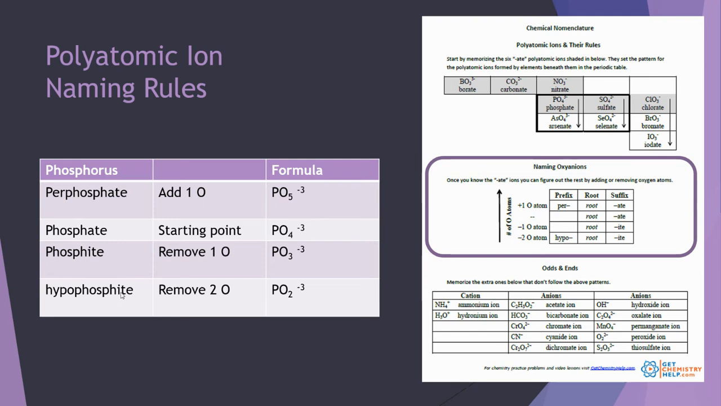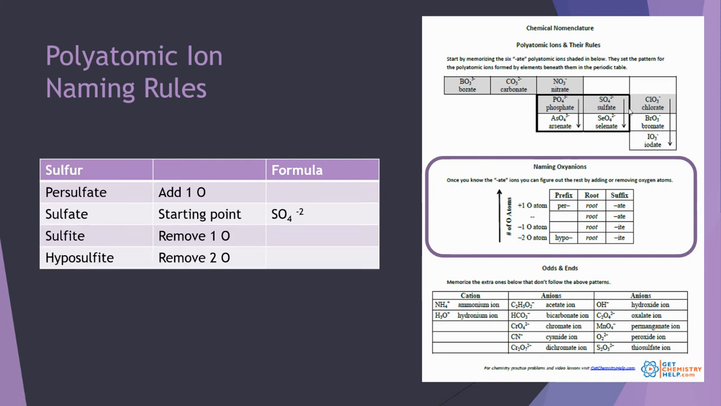So this is just the naming rules. This is something that you just have to learn. Fortunately, it's standard across all of these polyatomic ions that have an element with these oxygen atoms. So that does at least make it easy. They're not all random. So let's start with sulfur.